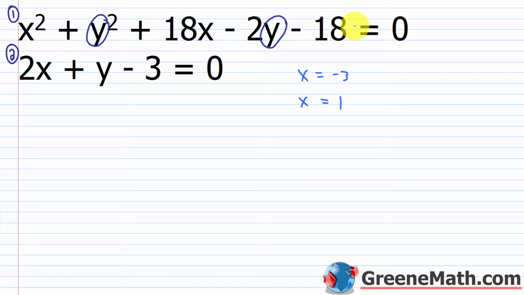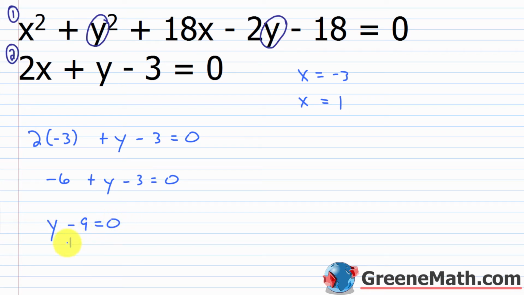So if x is negative 3, I'd have 2 times negative 3 plus y minus 3 equals 0. This would be negative 6 plus y minus 3 equals 0. Negative 6 minus 3 would be negative 9. So I would have y minus 9 equals 0. Add 9 to each side of the equation. I get y is equal to 9. So if x is negative 3, y is equal to 9. All right, let's try the other scenario now.